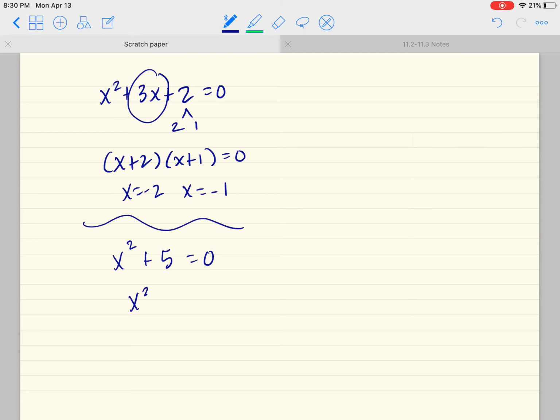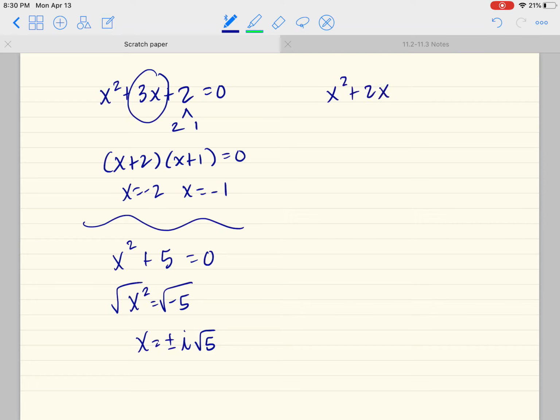Now if that middle part is missing, so if we just had something like, let's say x squared plus 5 equal to 0, well then we could just get the x squared by itself, and then take the square root of both sides, put in a plus or minus, and we could take out an i and leave the 5. We still get our two solutions. It just might not look so nice.